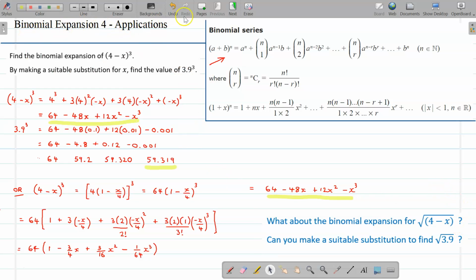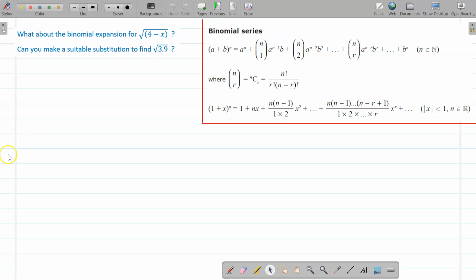And this is what we do. So there's the question all set up. And we're going to use this here to find out what the square root of 3.9 is. And I think you're going to be very surprised at how incredibly accurate this is very quickly.